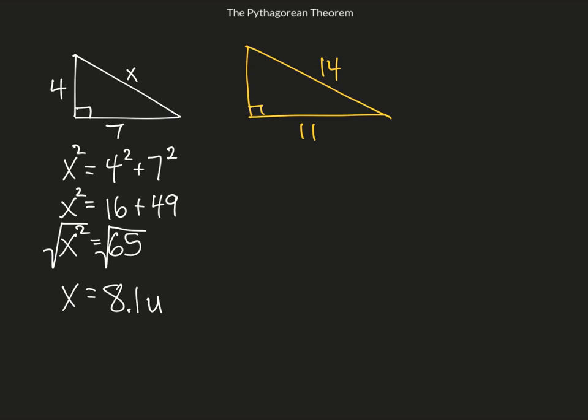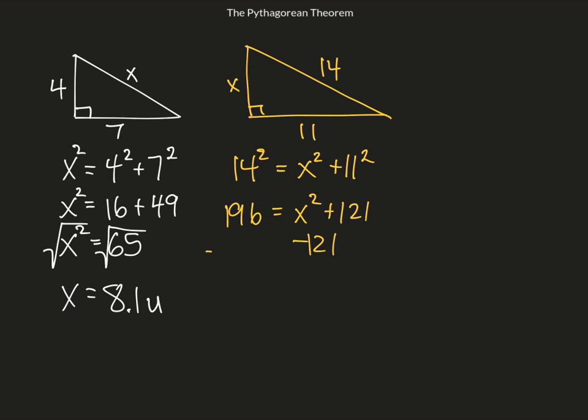And let's call the short side x. What we have now is 14 squared equals x squared plus 11 squared. So 196 equals x squared plus 121. So then we subtract 121 from each side. So 75 equals x squared. And of course, we have to square root each side. And I know that 75, again, is between 8 and 9. 64 is 11 below it. And 81 is only 6 above it. So I know it's closer to 9.